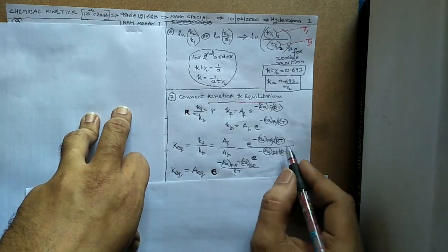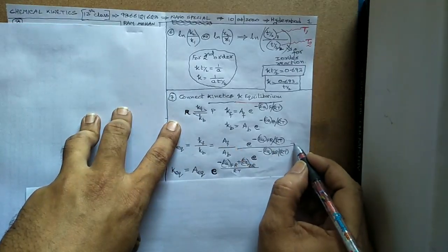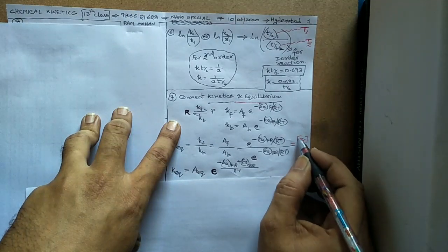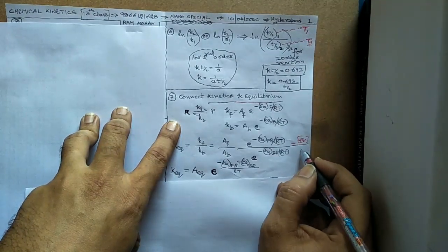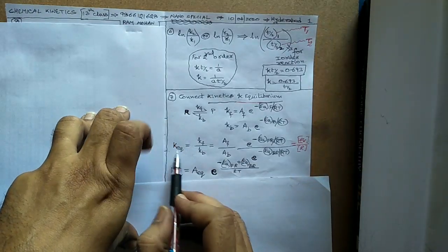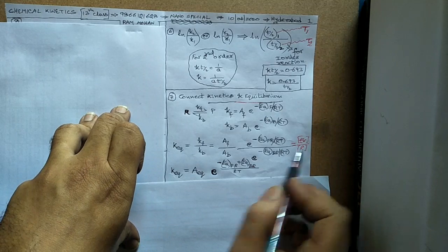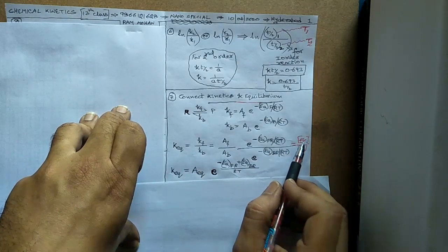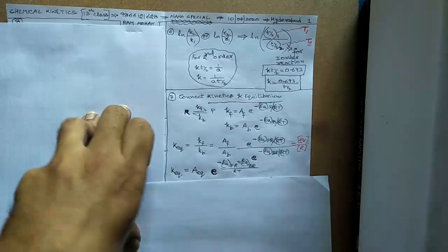Sir, K equilibrium is products by reactants. Yes, it's the concentration of products by the concentration of reactants. Since I'm talking K equilibrium, it can be Kc, then I'll be getting this. If it is Kp, then I'll be calculating in terms of pressure. So that you have to be knowing.